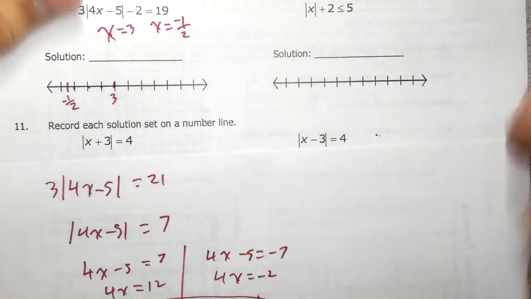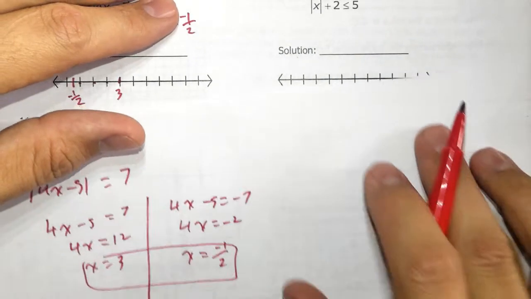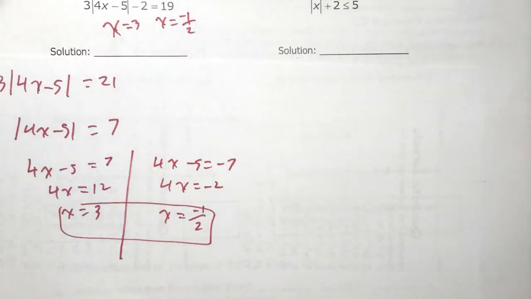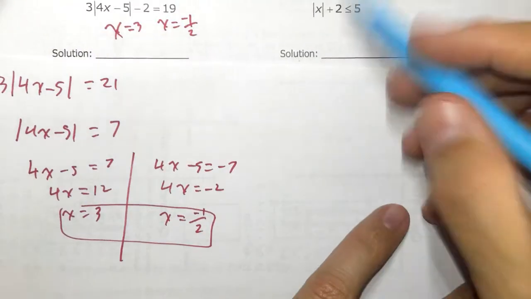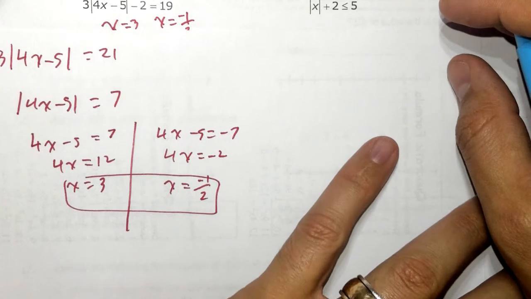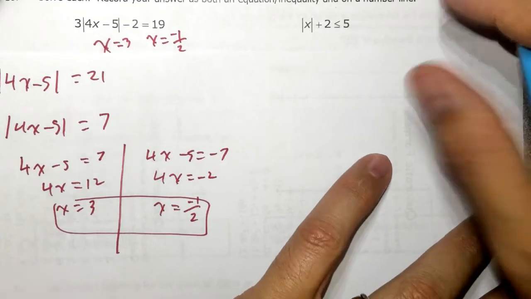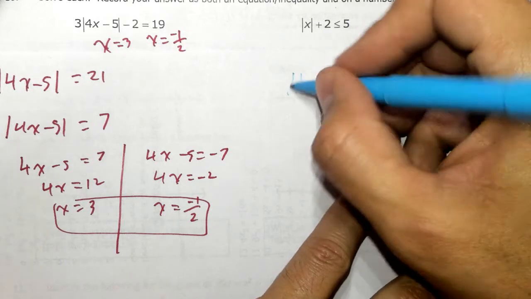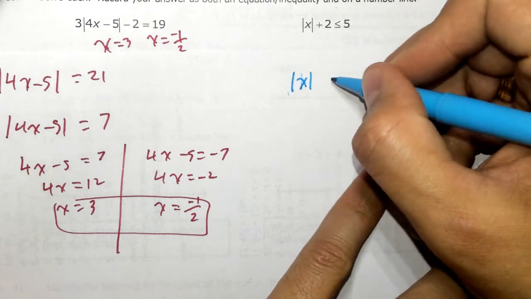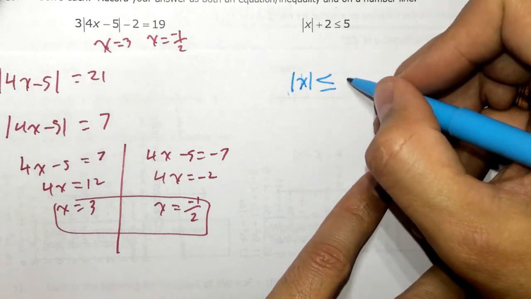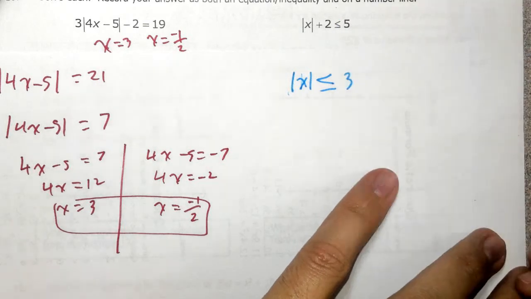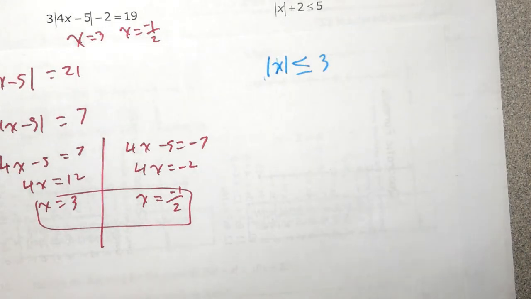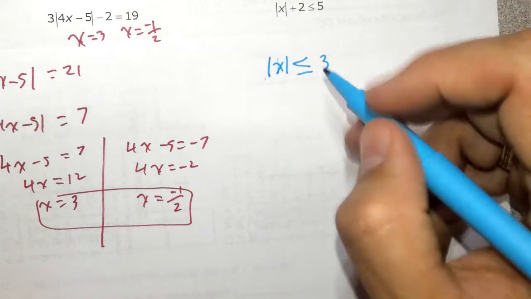This one over here is an inequality. Let's go ahead and see what that looks like. We have to get the absolute value of x by itself. Subtract 2 from both sides, so we get 3. The absolute value of x is less than or equal to 3.